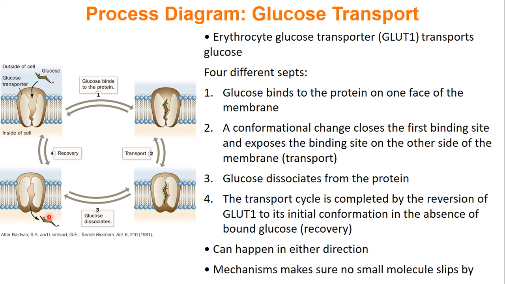You could accidentally transport glucose out of the cell. And in fact, there are cells in the liver that do want to actively transport glucose out of the cell. So that's just showing you how it could be done.